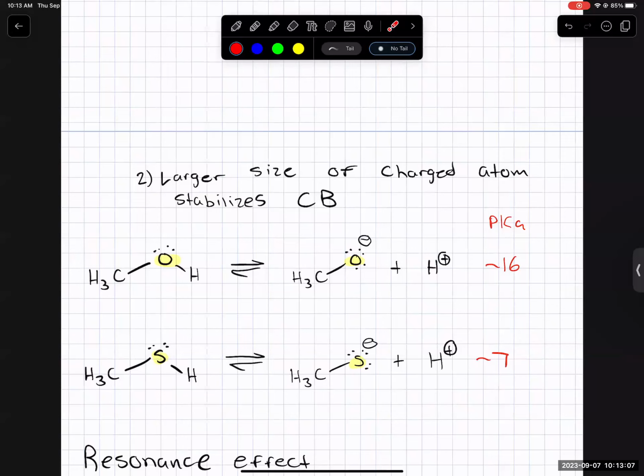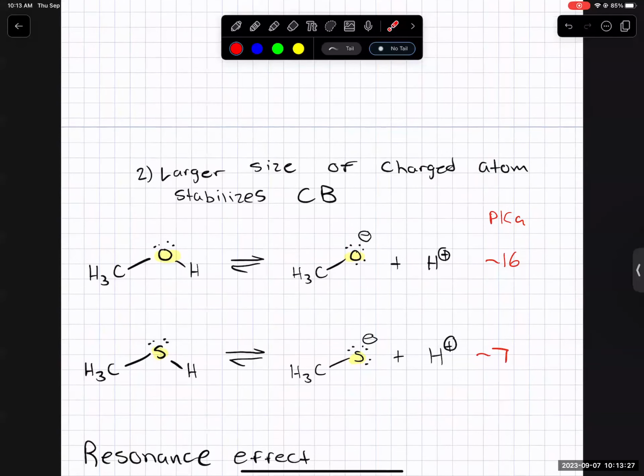This one or this one? A or B? B, right? Because this is more stable, which means it came from a stronger acid. Remember, we think of stability, being stable, as being weak because you're not able to do as much. All right, in a reaction, things that are stable are low in energy, they're not very reactive.